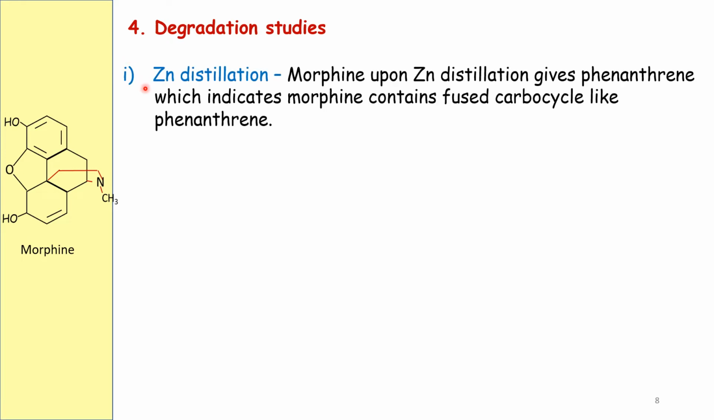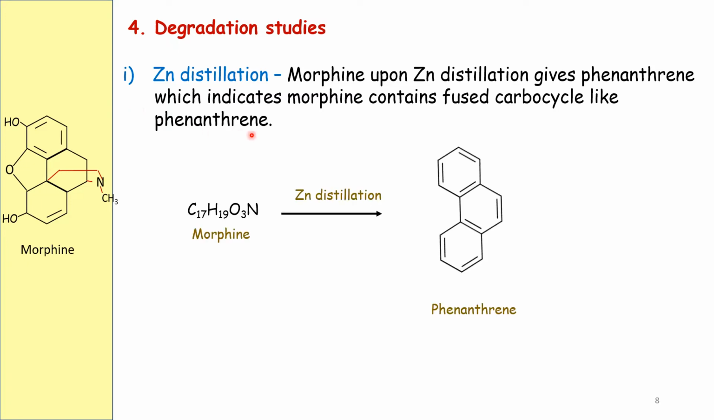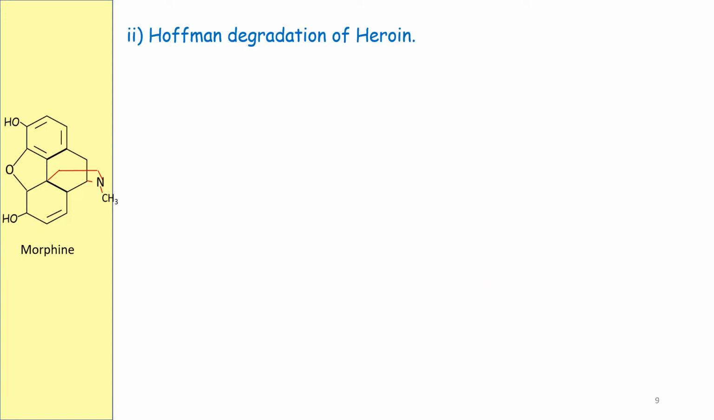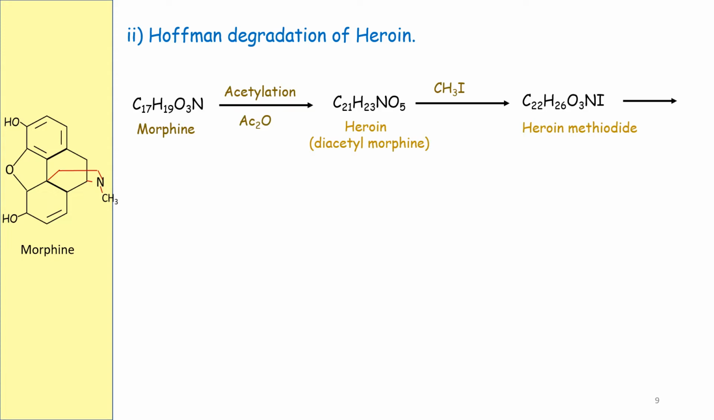Upon zinc distillation, morphine gives phenanthrene, which indicates morphine contains a fused carbocyclic ring like phenanthrene. Such a type of ring structure is present in the morphine. Then the Hofmann degradation of heroin.